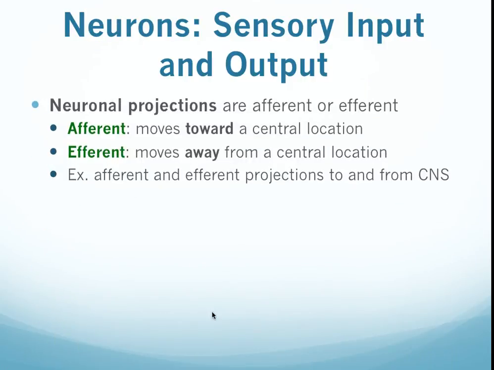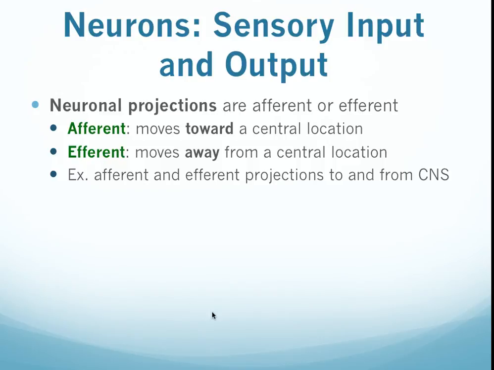So how does this actually work out? Well, we have neuronal projections, which means that neurons will send projections, right? Meaning they're axons. So they're going to project from the cell body down to the terminal via the axon. Okay? Now they can project in either afferent or efferent ways. Okay? Now this is sort of a relative term. It can be kind of confusing, but afferent means that we're going towards the central location. Okay? So afferent is toward some location, whereas efferent means we're moving away from that location.